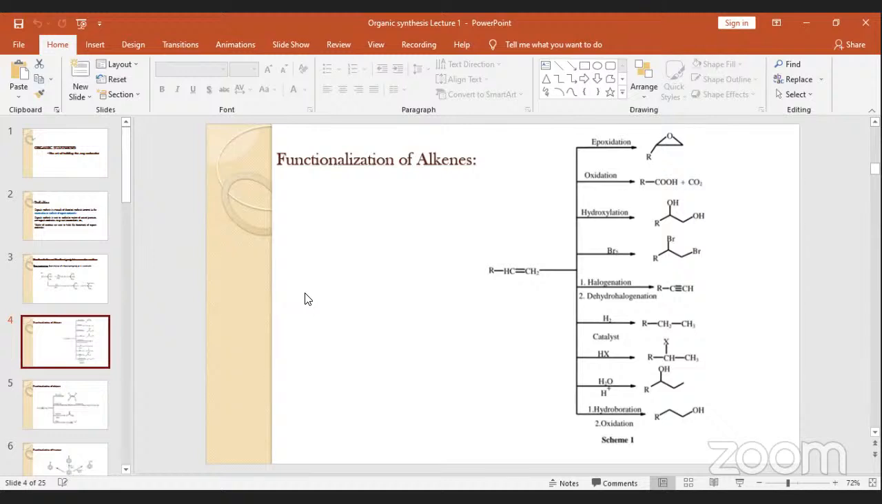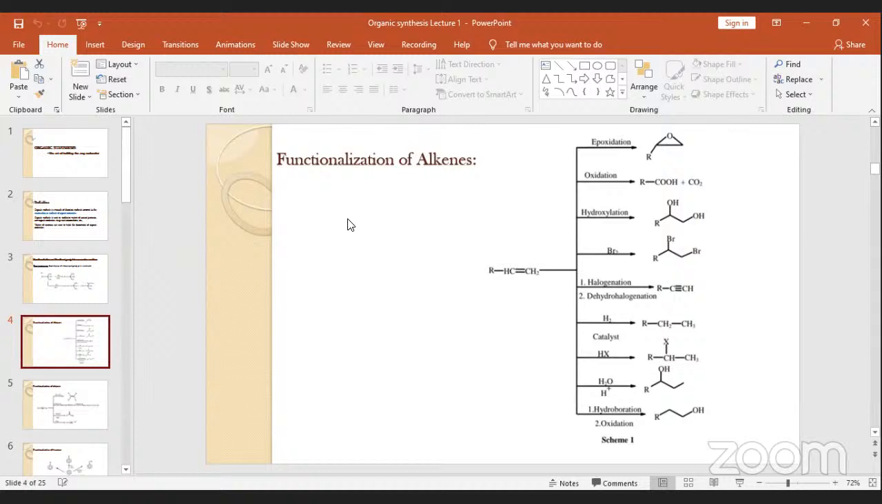So when you are trying to functionalize alkenes, the very important reactions you should think of are epoxidation, oxidation, hydroxylation, halogenation, dehydrohalogenation, catalytic reduction, treating with hydrogen halides, hydrolysis, hydroboration oxidation, etc. So here, in functionalization of alkenes, any alkene you take, you can epoxidize and prepare epoxides, that is oxiranes, which are again very useful building blocks for organic synthesis. Then you can functionalize alkenes by oxidation to carboxylic acids also. Carboxylic acids again can be converted to a variety of new molecules, a variety of intermediates, for example acid chlorides, acid amides, acid azides, and many more. You will be learning more about them in the later parts of this unit, okay?